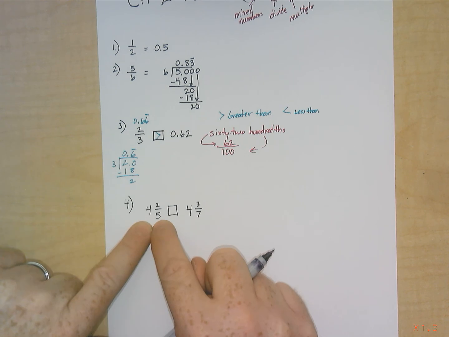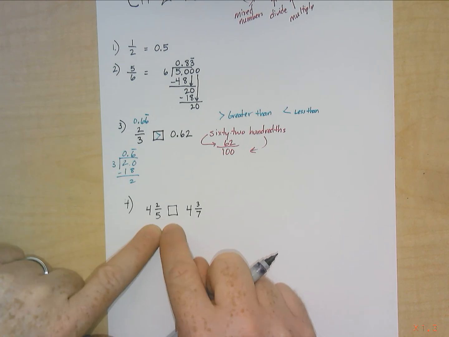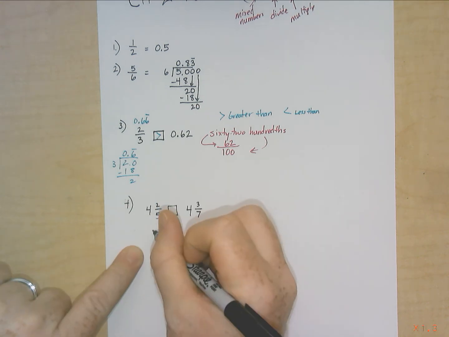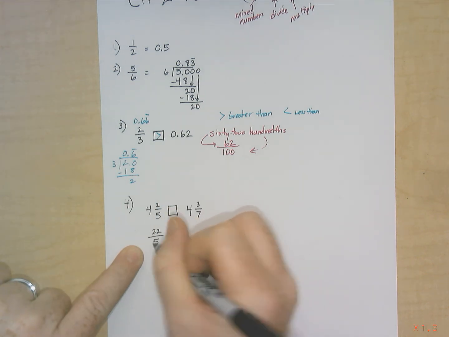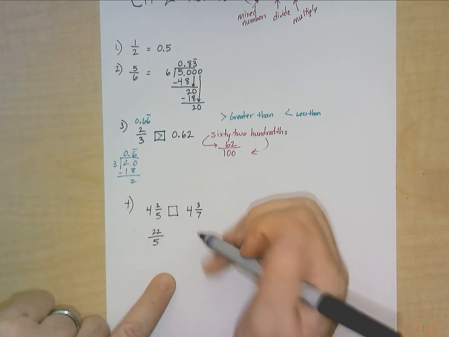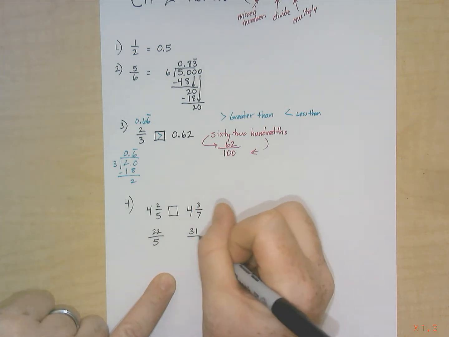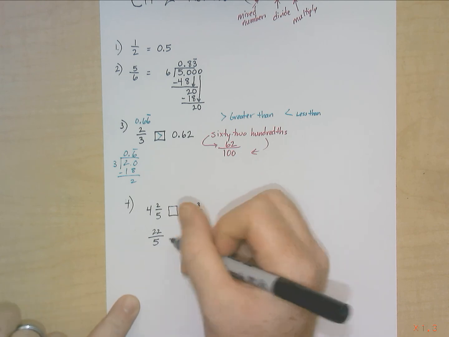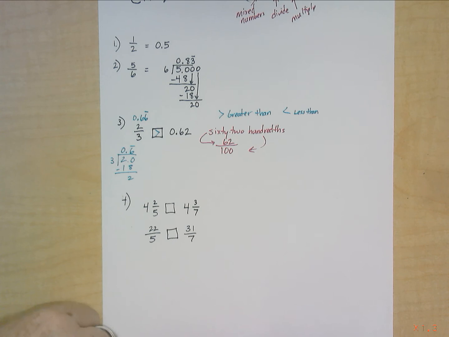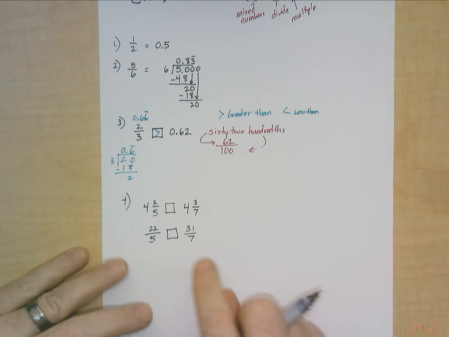You could change that to an improper fraction. That would be 5 times 4 plus 2 is 22 over 5. 4 times 7 is 28, 28 plus 3 is 31. Okay, and you can do it that way, and you could actually cross multiply and find the answer pretty quickly. Now we didn't go over that in this lesson. Kind of wishing I did, but we didn't.